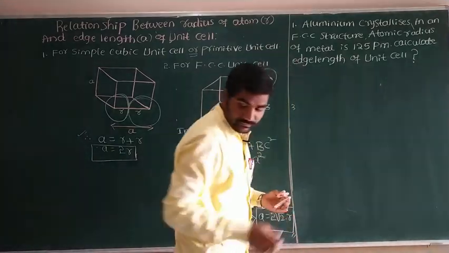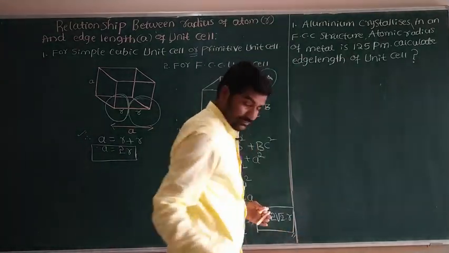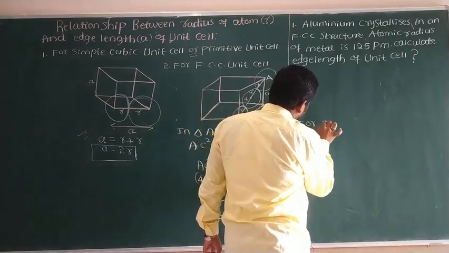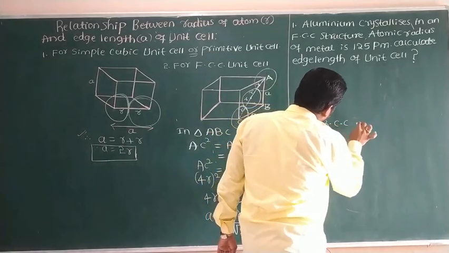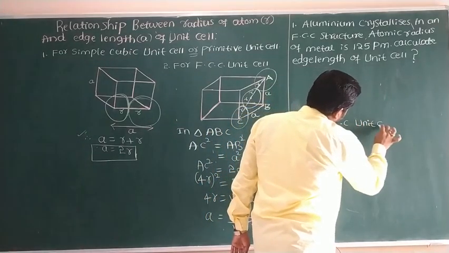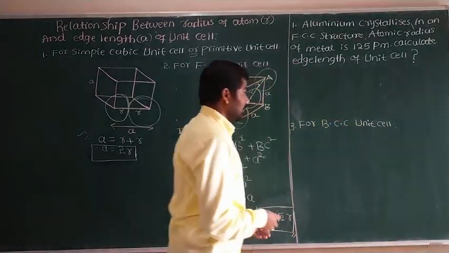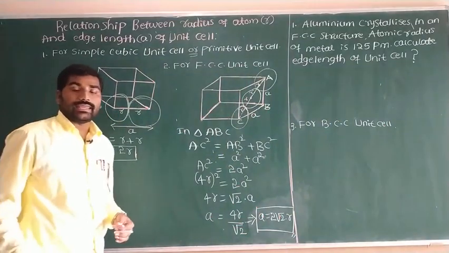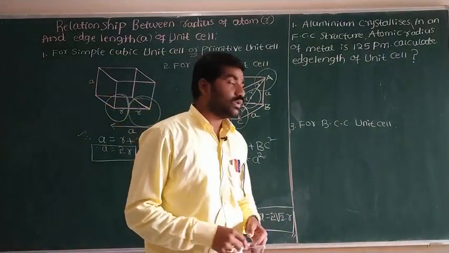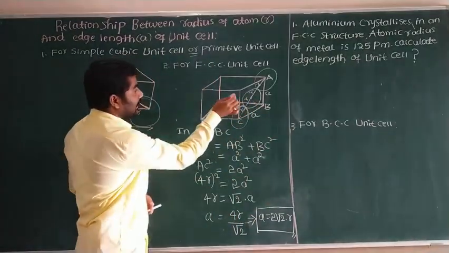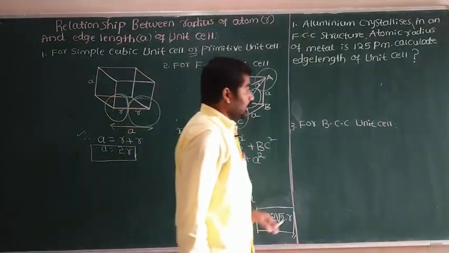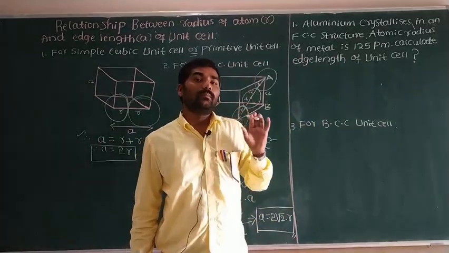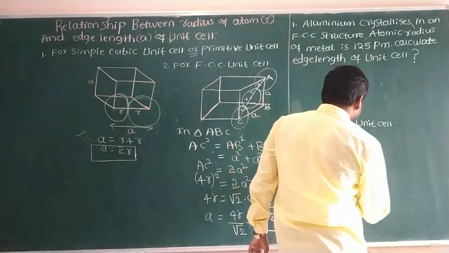Third one, for body centered cubic unit cell, for BCC unit cell. So, in BCC unit cell, the constituent particles are present at 8 corners. In addition to 8 corners, one constituent particle is present at the center of the body. Therefore, here we have to represent, in addition to 8 corners, one body center atom. So, we will draw a diagram.